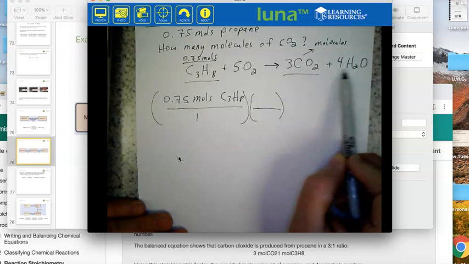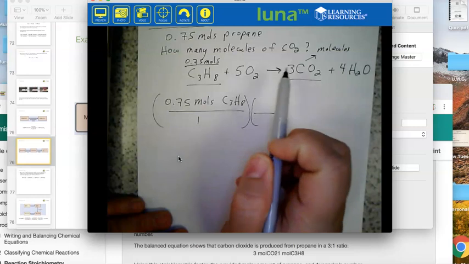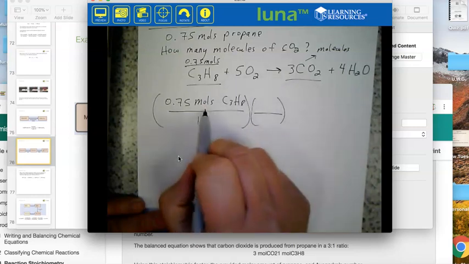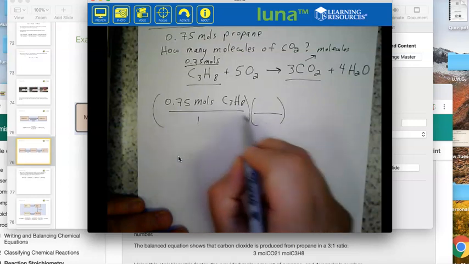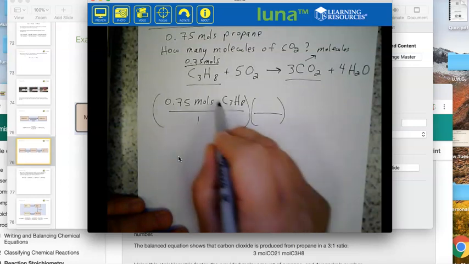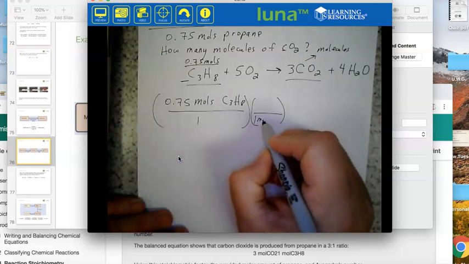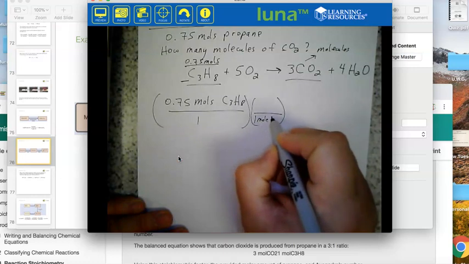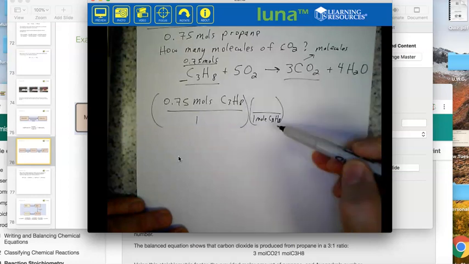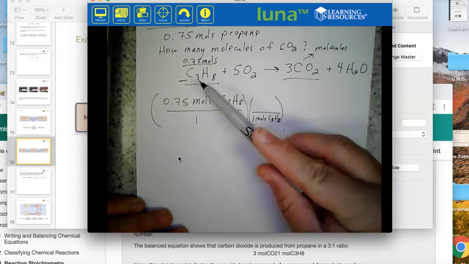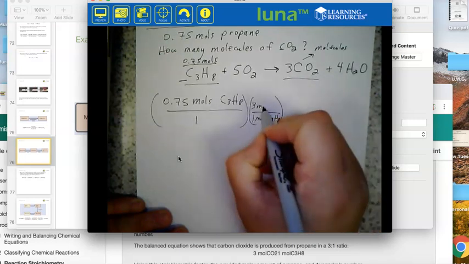Okay, so now I'm just going to write my molar ratio conversion factor here. I'm looking at my units, moles of propane, so I need moles of propane down here so the units cancel. Here I have nothing in front of propane, so that means I have 1 mole. If no number is written there, that means it's a coefficient of 1. So 1 mole of propane is needed to produce 3 moles of carbon dioxide. So 3 moles of CO2.